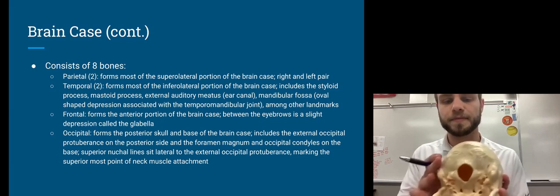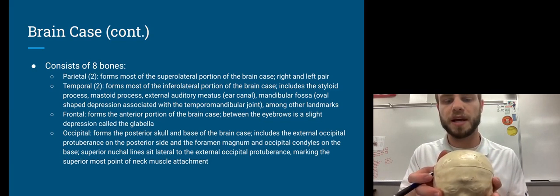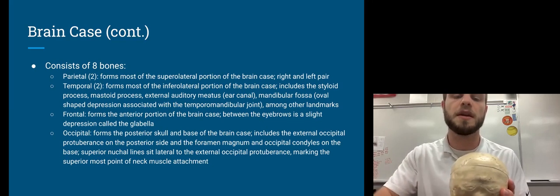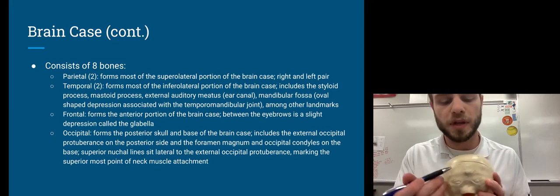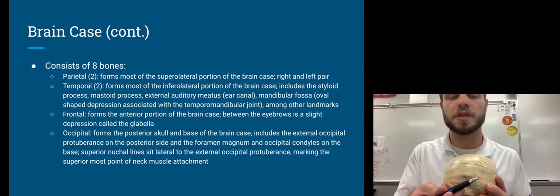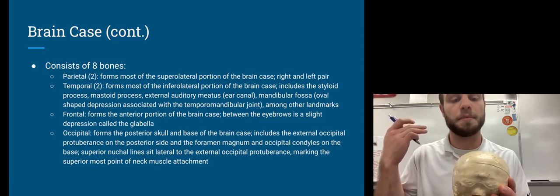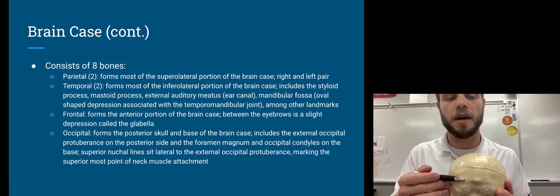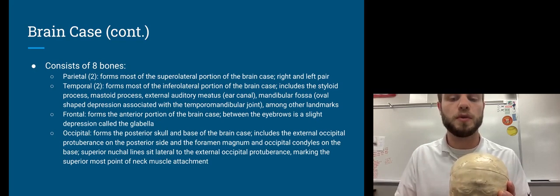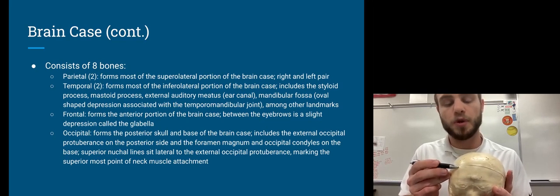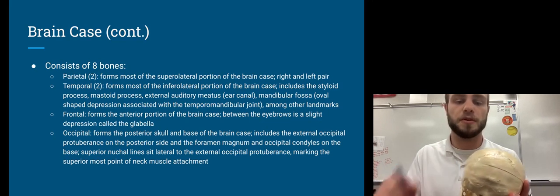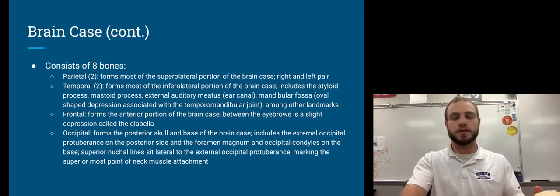Going back here to the posterior side, you do have superior nuchal lines, which are lateral to the external occipital protuberance. Those are going to be the marking of the highest point of attachment for neck muscles. So superior to those nuchal lines, you don't have any muscle attachment from the neck. You start getting into some other structures there.